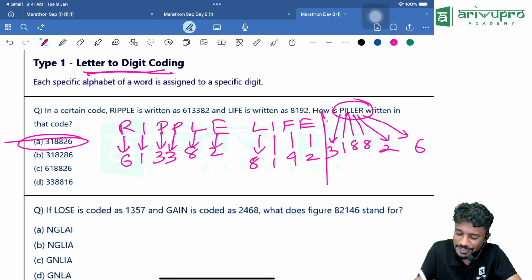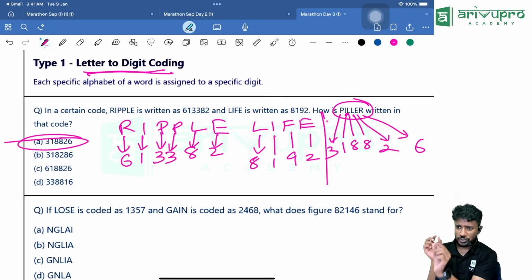In exam hall, you will just take the common letters and we will just mark it. That's all. We will not do everything in the exam hall. We will not lose our time.